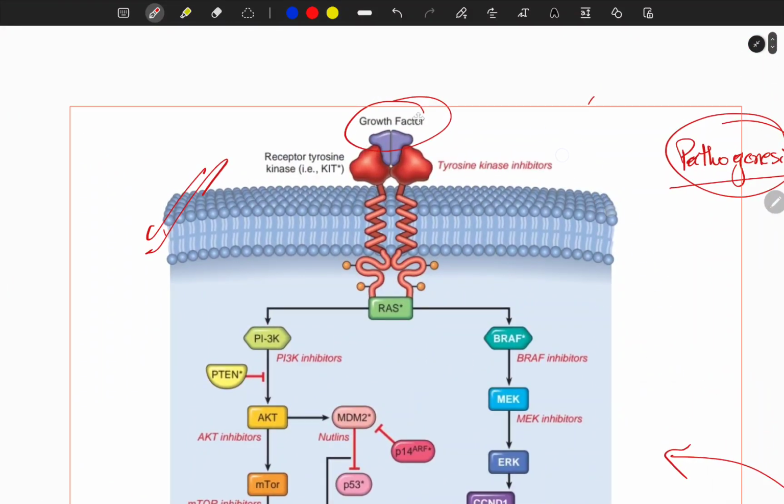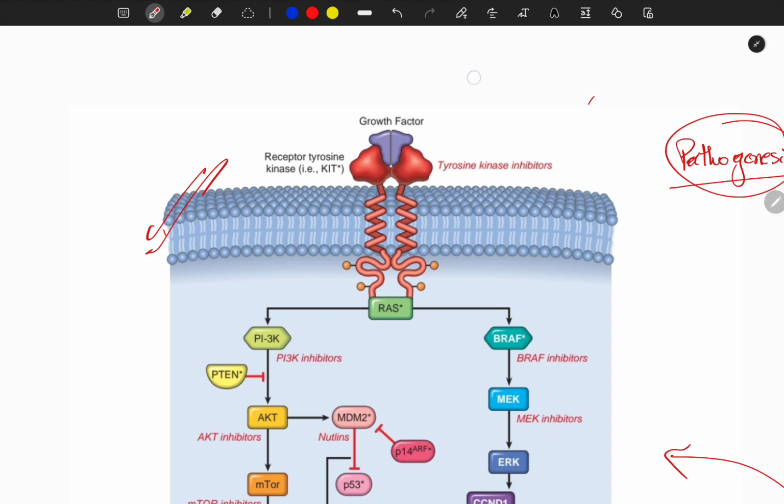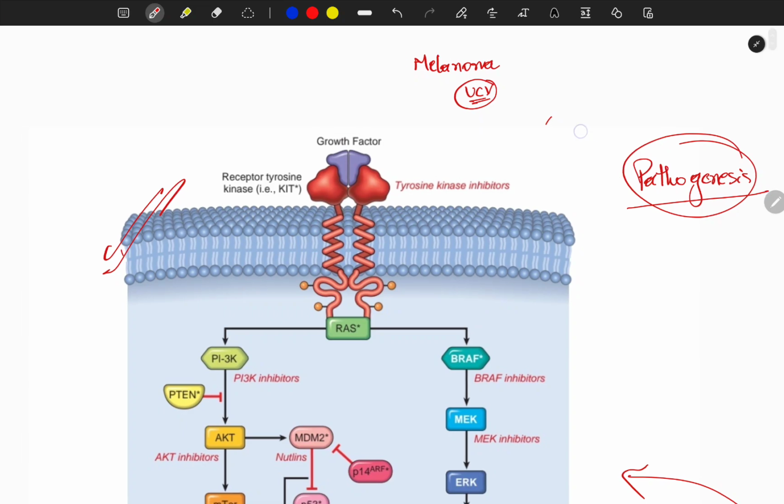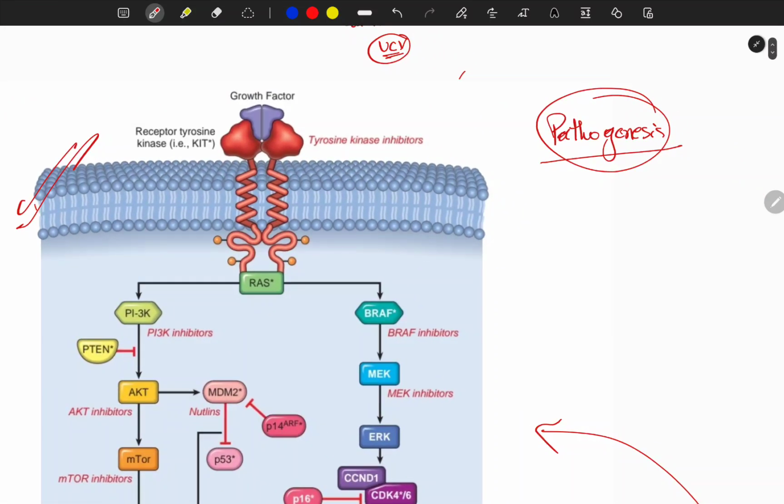So starting with the growth factor, melanoma is a very dangerous disorder, and many people have it. And UCV actually, her face had that and she got it cut off. It was benign though, so whatever, just something new.